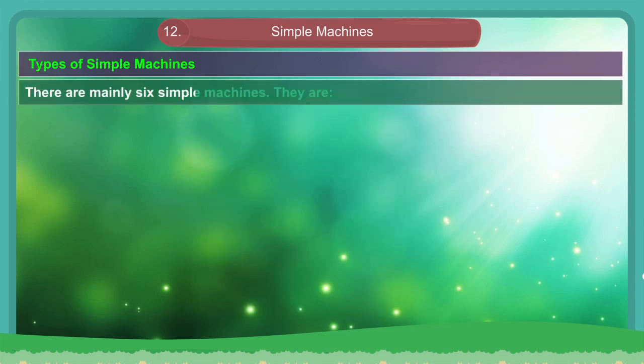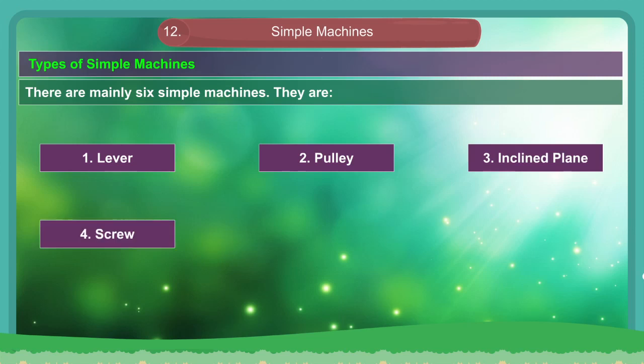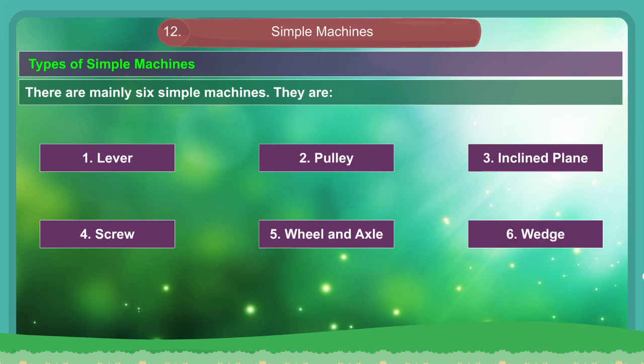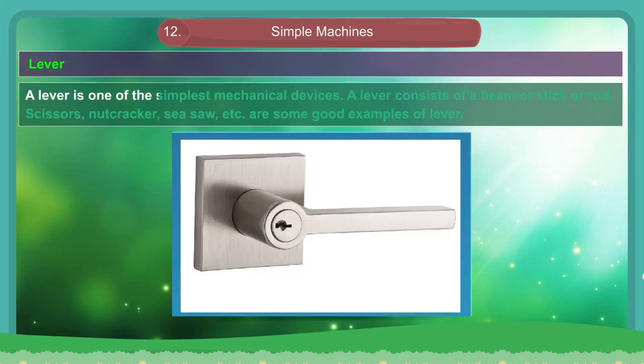There are mainly 6 simple machines. They are 1. Lever, 2. Pulley, 3. Inclined plane, 4. Screw, 5. Wheel and axle, 6. Wedge. Lever. A lever is one of the simplest mechanical devices.